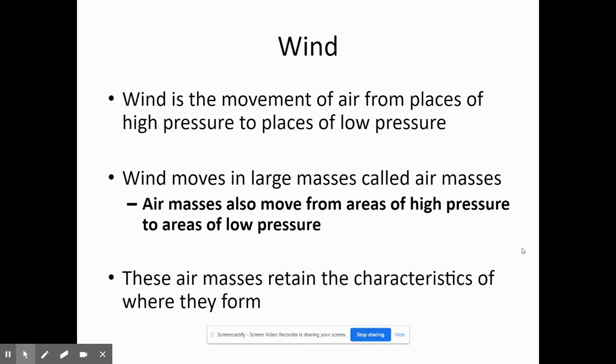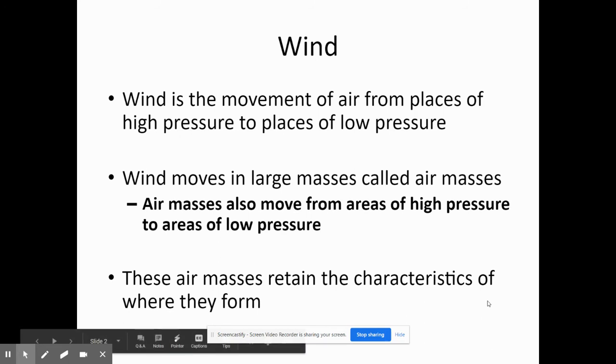Wind is the movement of air from places of high pressure to places of low pressure. Wind moves in large masses called air masses. Air masses also move from areas of high pressure to areas of low pressure. These air masses retain the characteristics from where they form. We'll talk more about that in just a minute.